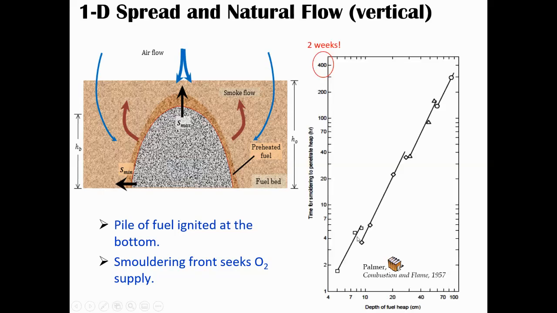And you can see the time that it took for the fire to express itself at the top of the pile as a function of the size of the pile. These were very small piles, some of them 4 centimeters, but some of them were actually 100 centimeters. That's 1 meter. And take the time that it took for the big piles to appear on the top. It took them 2 weeks. This was a very long experiment, 2 weeks long, for the fire to appear at the top of the 1 meter pile.